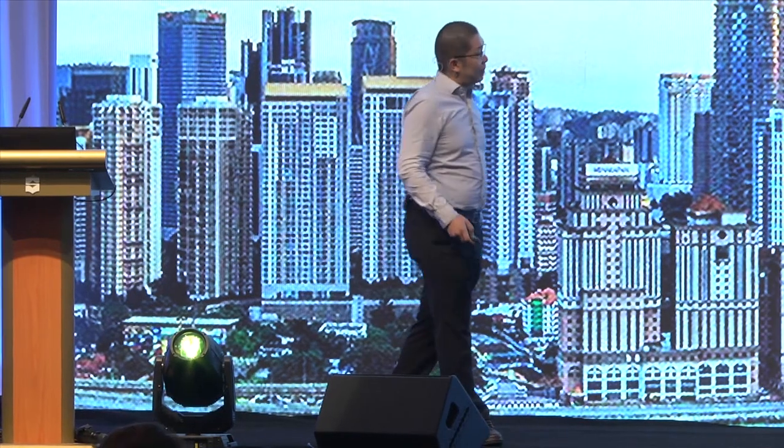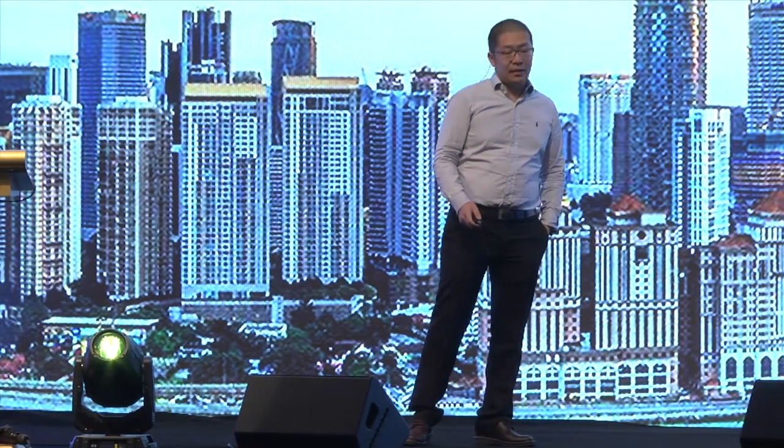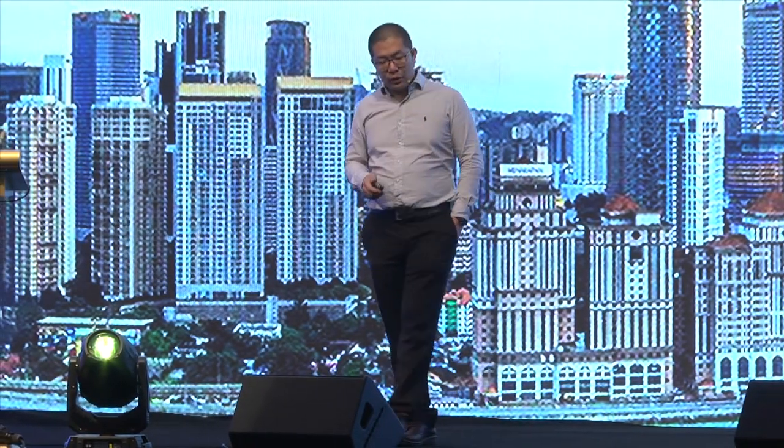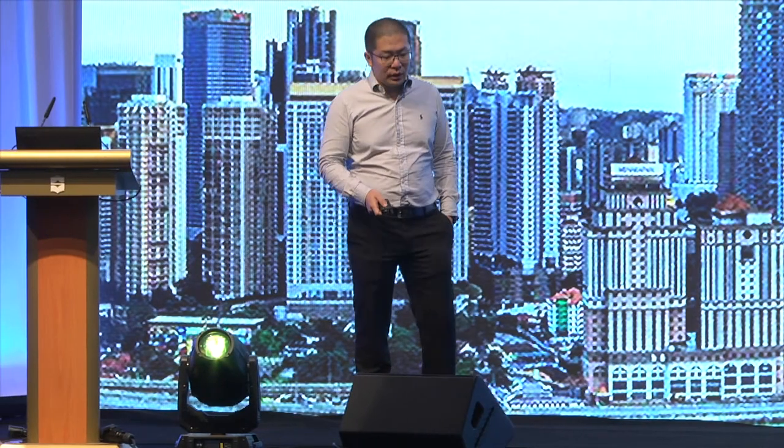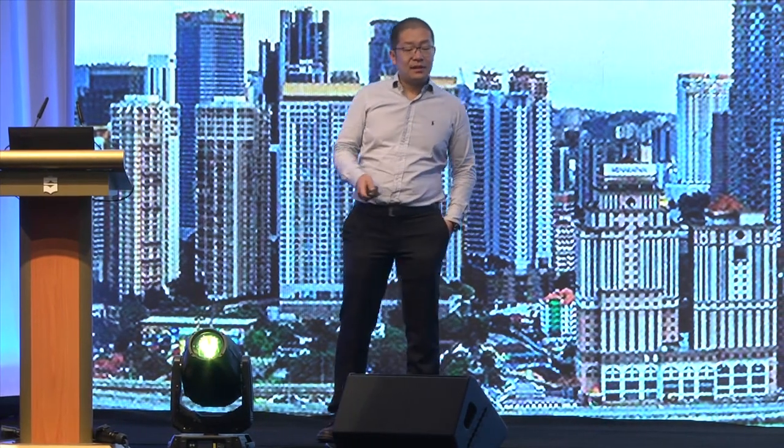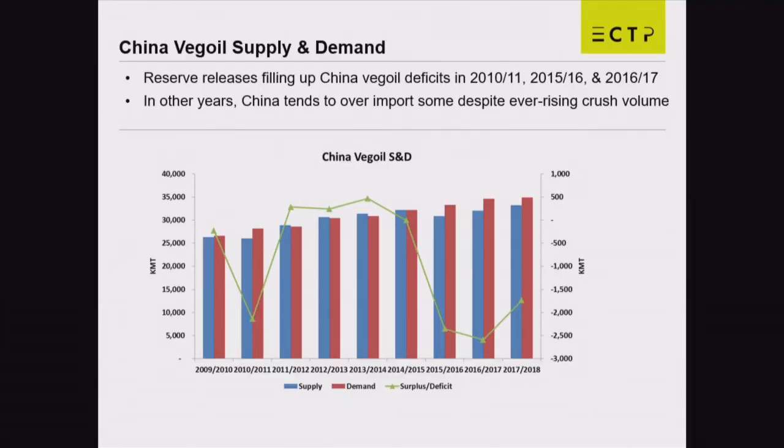Then we move to the supply and demand when we combine them together. So when you combine them together, you see that the green line is actually the surplus and deficit. This is taking out the reserve section. So for last year and for expected this year, we have a fairly big deficit. This will be met by the reserve release, and we will go over it later again, since it's quite important.